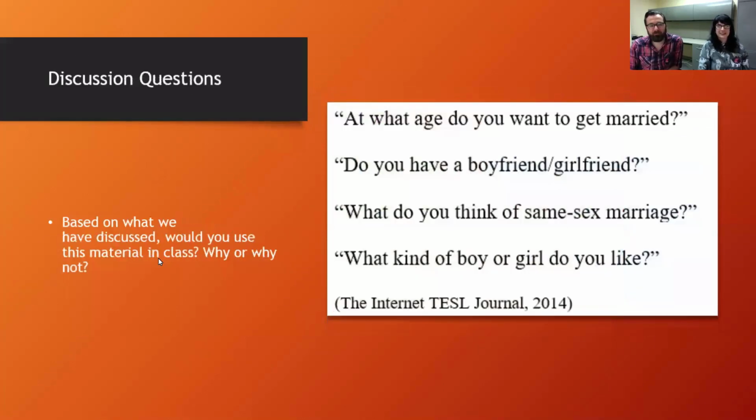Okay, so I got these from the MIDTESOL journal. These are suggested discussion questions to use in your classroom. Of course, I picked out 4 particularly problematic ones, but are there any thoughts about these ones?